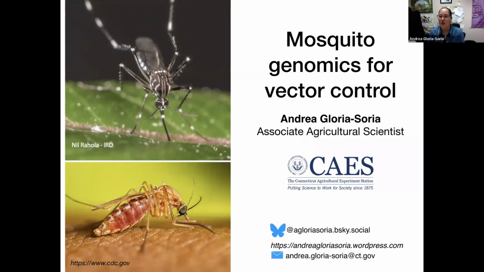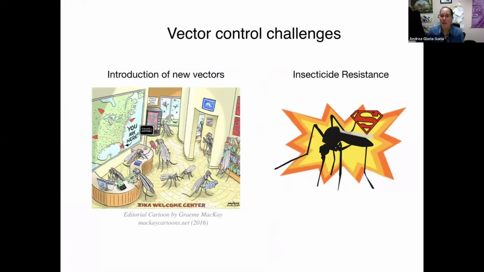As it was just mentioned, my lab uses population genetics to investigate the movement of mosquito vectors and their evolutionary history, as well as identify the genetic basis of epidemiologically relevant traits. Today, I want to talk to you about two of the lines of research that we are currently involved in and that are related to challenges that vector control faces.